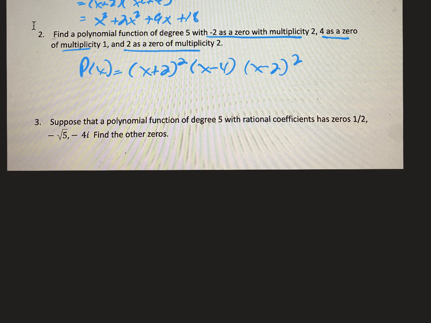Number 3, suppose that a polynomial of degree 5, which means it should have 5 zeros, has zeros 1/2, -square root of 5, and -4i. Find the other zeros. Okay, that's 3. I need 2 more. Anytime you have radicals, they come in conjugates. So if negative square root of 5 is a zero, square root of 5 is a zero also. If -4i is a zero, so is +4i. So those are your other two.